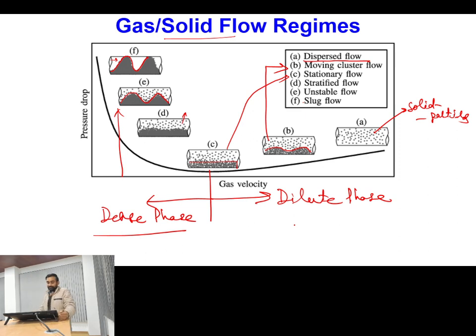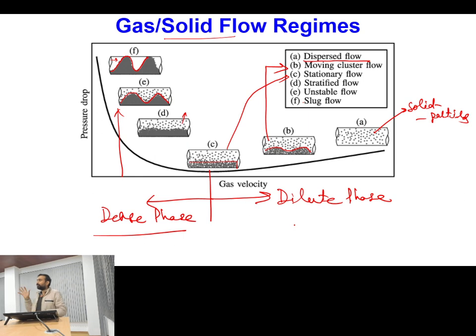On the contrary, if I go to dense phase, the amount of power required for pushing the solid particles is actually very large. So that's why pressure drop is large. But my gas velocities are very, very small. So if gas velocities are small, it means that wear in these scenarios will be less, and the amount of gas required will also be less.